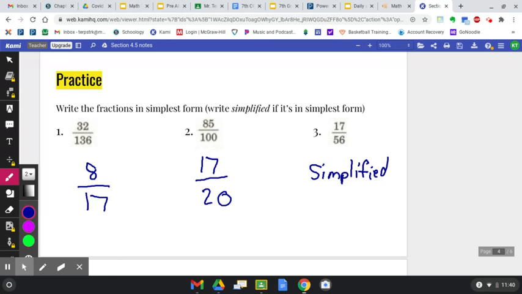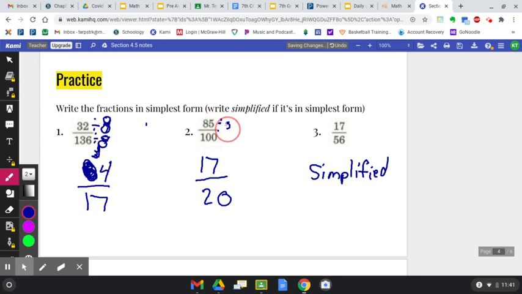For number 1, should be 8 over 17. And the GCF there at the beginning, excuse me, I messed that up. The GCF should have been 8, so that would have been 4 over 17. So you could have divided by 4, divided by 4. Nope, sorry, I'm getting those backwards. 32 divided by 8 is 4. 136 divided by 8 should be 17. So 4 over 17 should be the simplified answer for that.